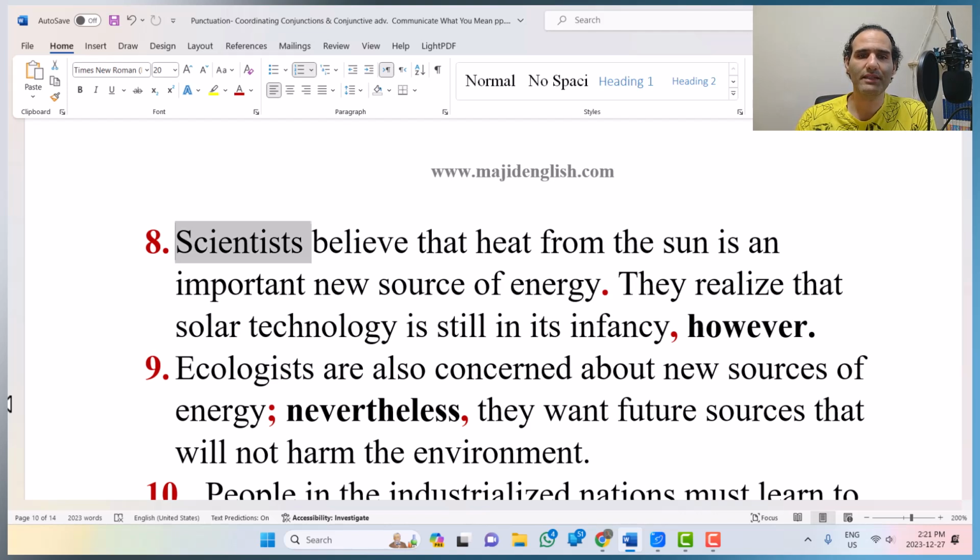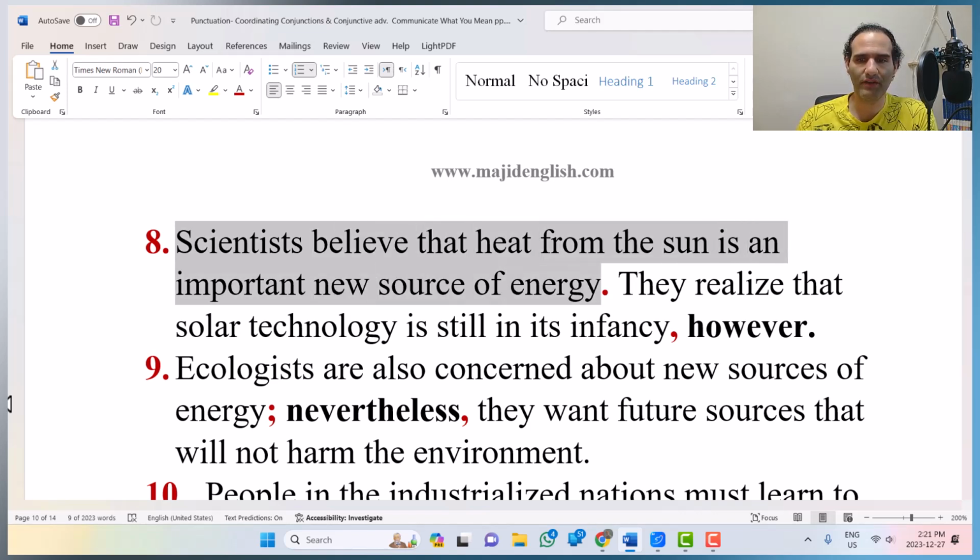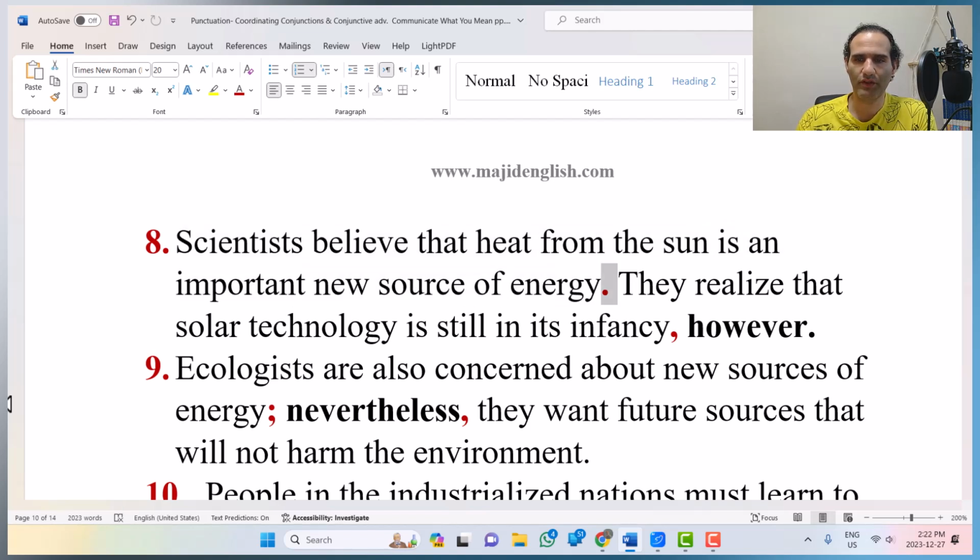Number 8. Scientists believe that heat from the sun is an important new source of energy. Independent clause 1 finished, period. They realize that solar technology is still in its infancy, however, end of the second clause, set off by 1 comma. A very beautiful chunk for you here, to be in its infancy, or to be in embryonic stages or phases. It means it is not developed yet. It is just in early stages.